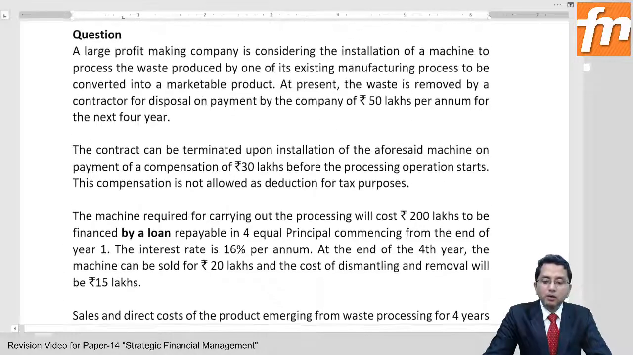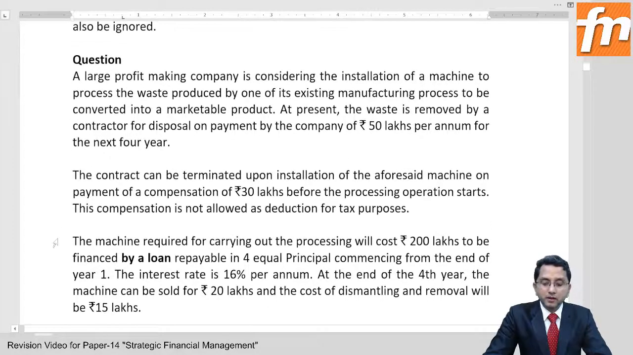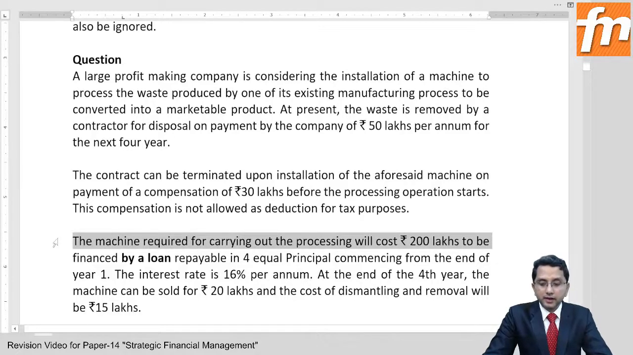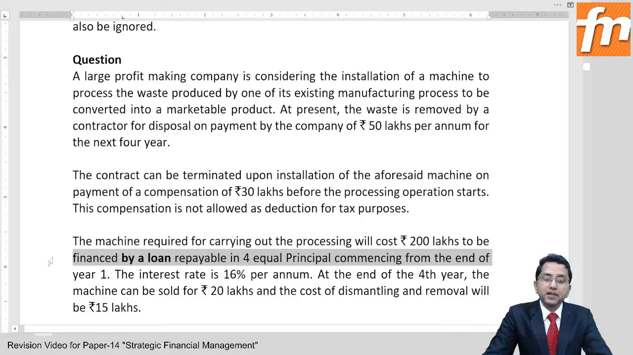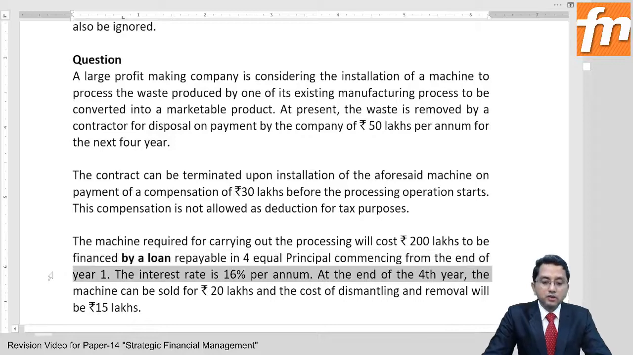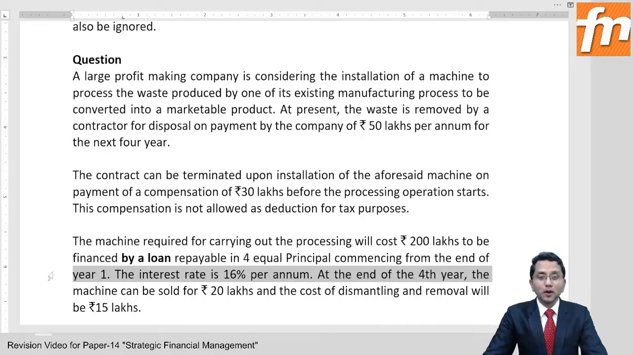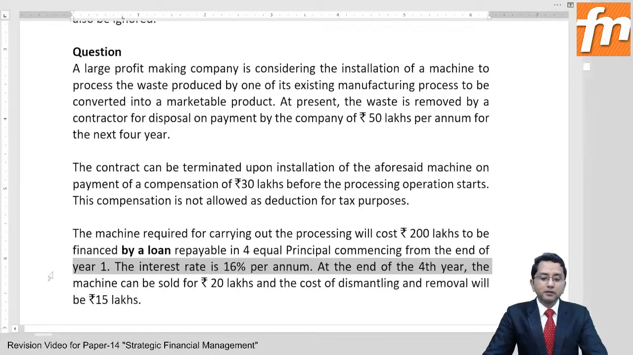they are talking about loan repayment. How much to borrow? 200 lakh. How to repay? 50 lakh in 4 years. What interest to pay? 16% per annum. It means there is an intention to treat these cash flows and solve the question with equity point of view.